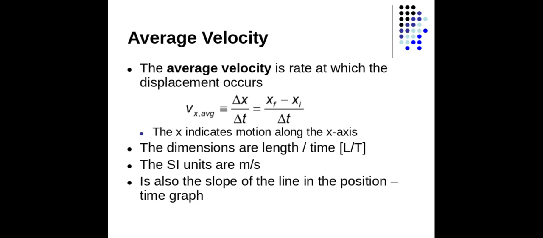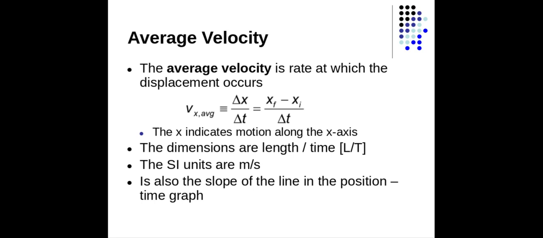And so that x that you see here in this equation just indicates the motion along the x-axis, as if we were graphing. And so we know that displacement is looking at length because the measurement is in meters, but we're also going to measure time, which would usually be in seconds. And so we know that velocity's SI unit is meters per second, and that's where it comes from.